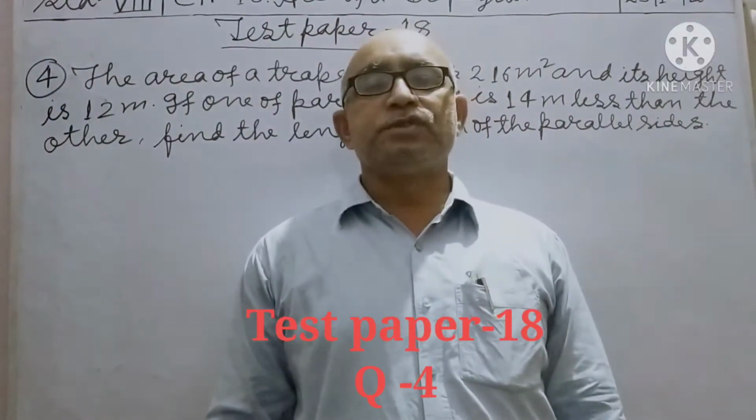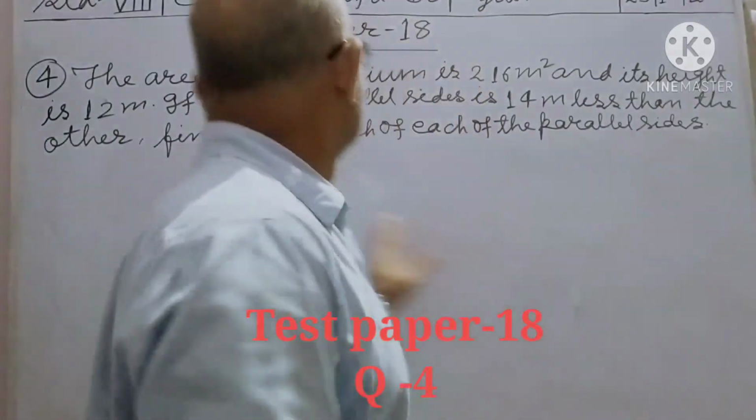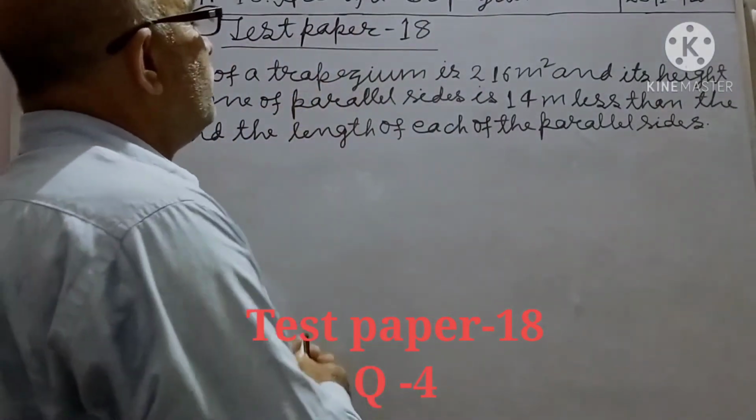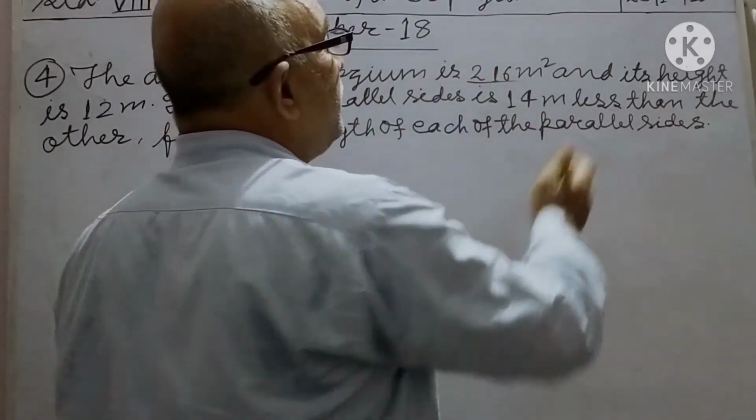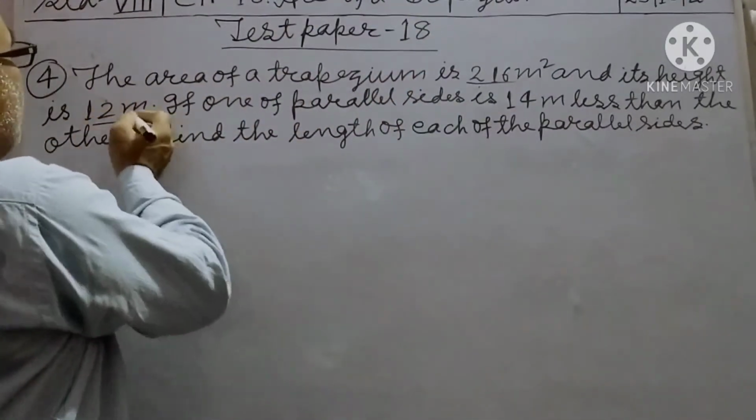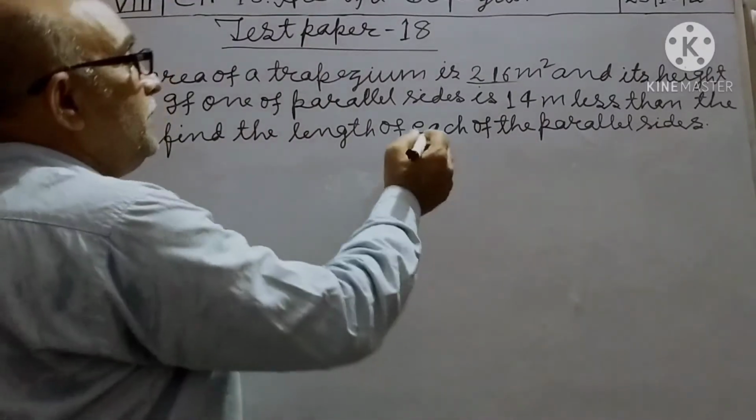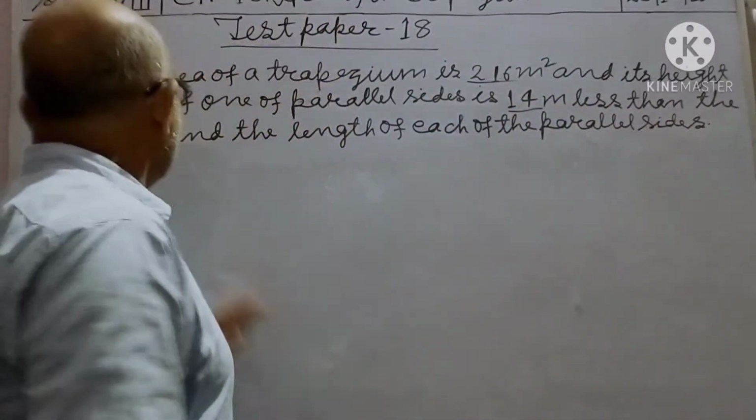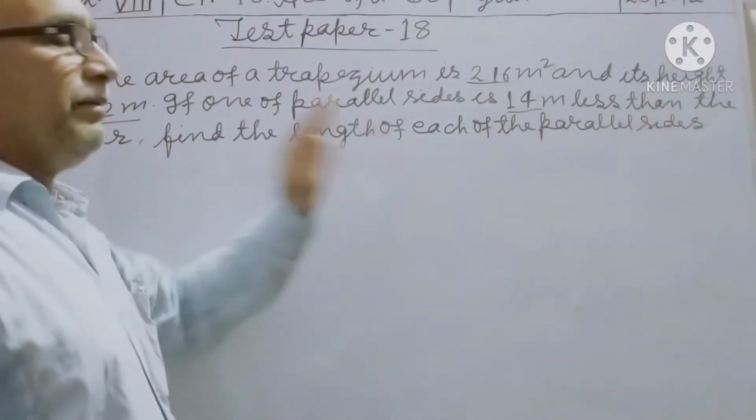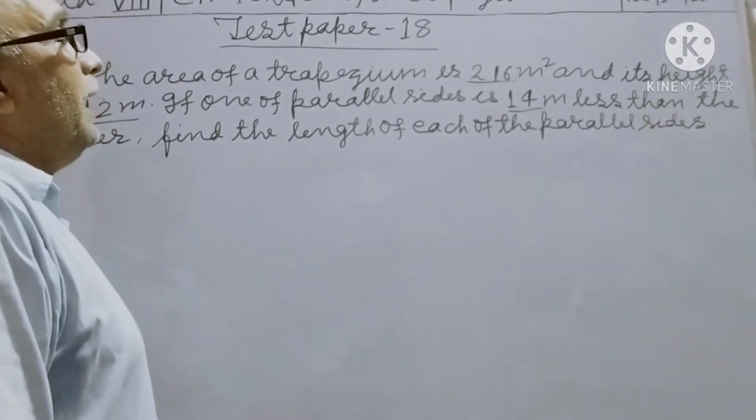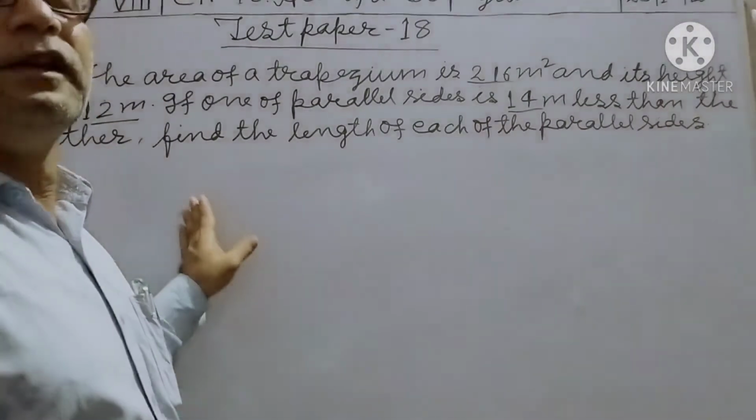Students, next question is question number 4 of test paper 18. In this question, the area of a trapezium is 216 meter square and its height is 12 meter. If one of the parallel sides is 14 meter less than the other, find the lengths of each of the parallel sides. Students, we know that the parallel sides of a trapezium are small a and small b.